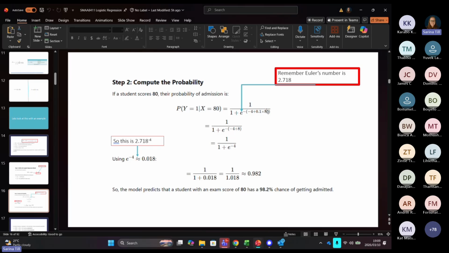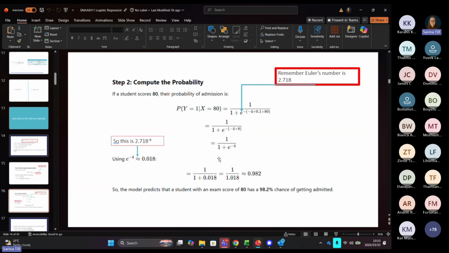It's y equals mx plus b. We're putting it in there and we're giving that the negative value. So then we just work it out. So 1 over 1 plus Euler's number, which is going to be 0.1 times 80 comes out to 8. Minus 4 plus 8 is minus 4. 1 over 1 plus Euler's number to minus 4. It's going to give us this little number here.